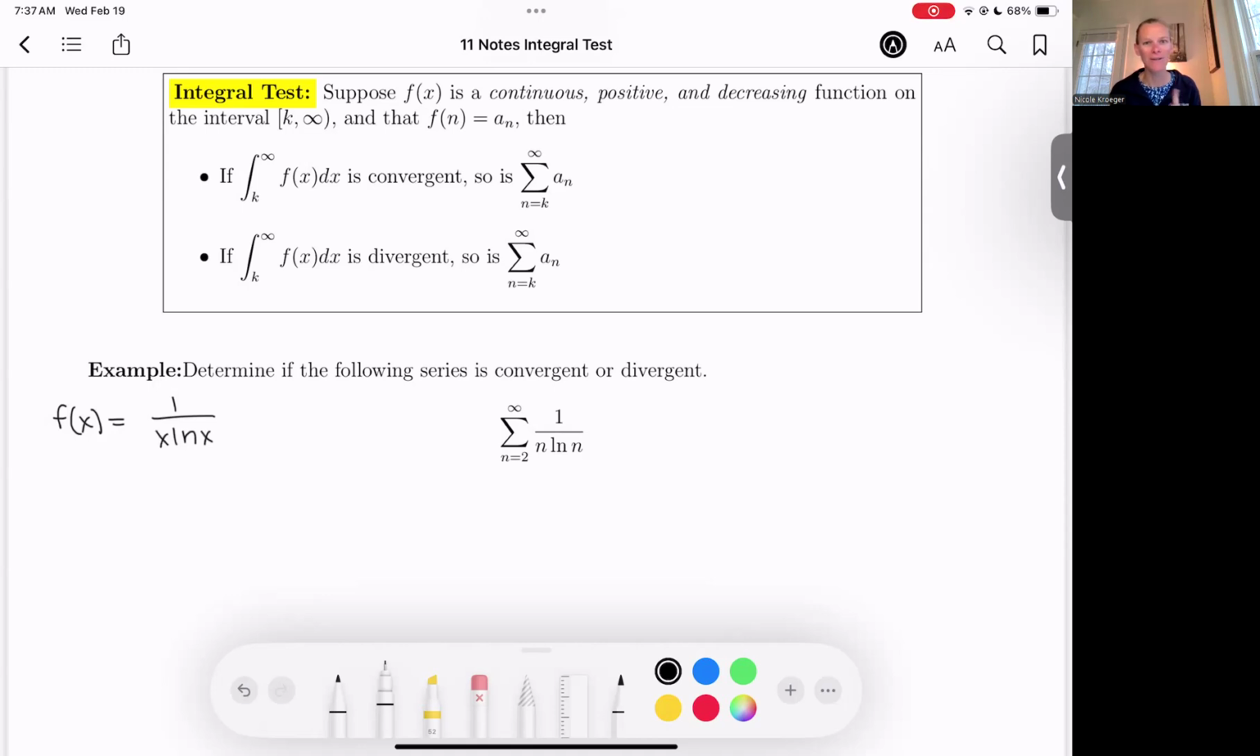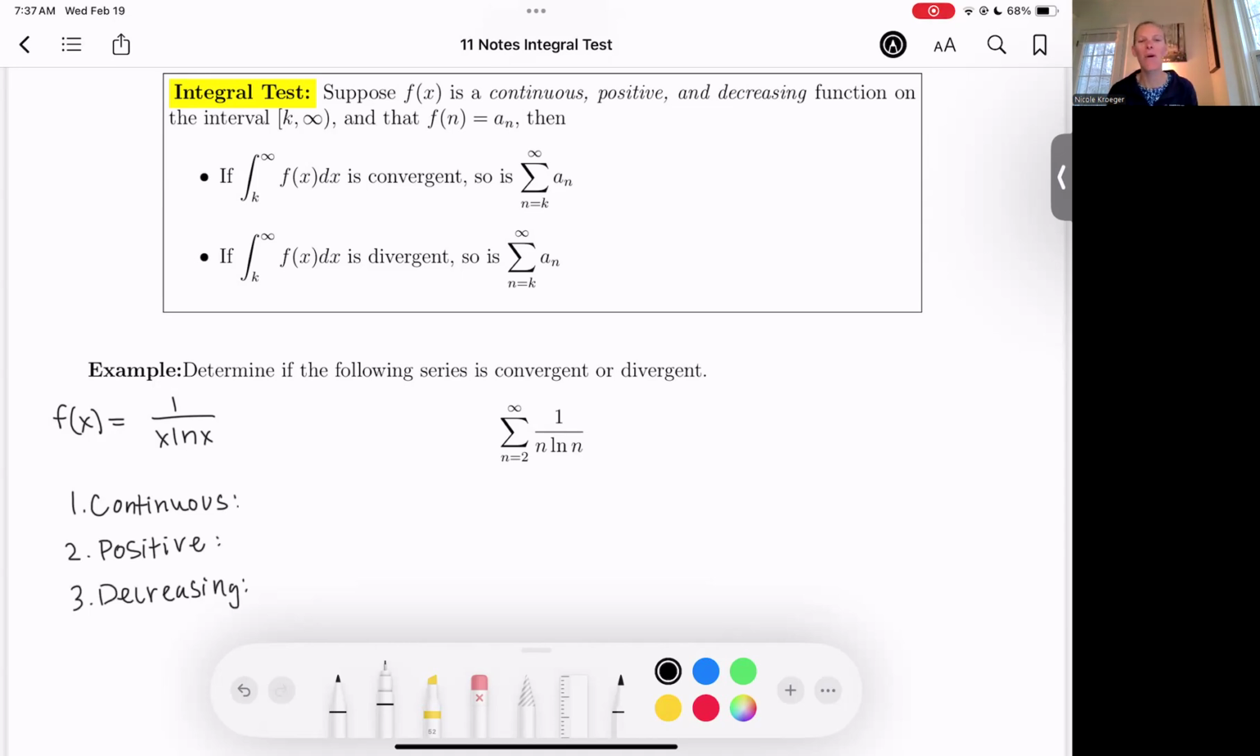Before you ever try to take an integral, check the conditions of the integral test. We have to check to see if this is continuous, if it's positive, and if it's decreasing. You can check these in whatever order you want, but you have to check them.